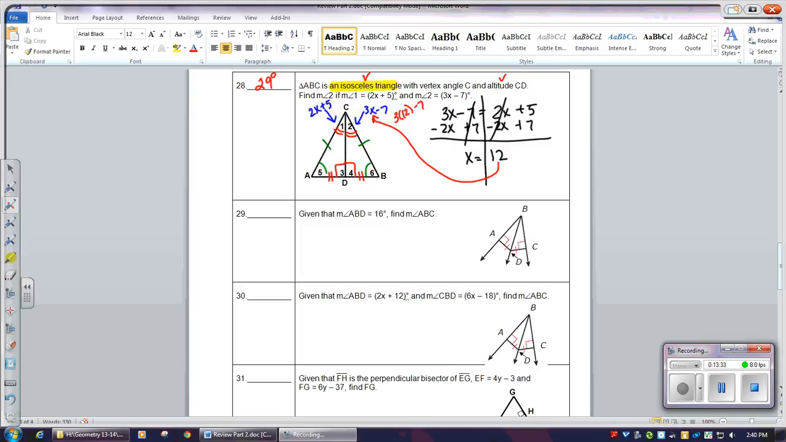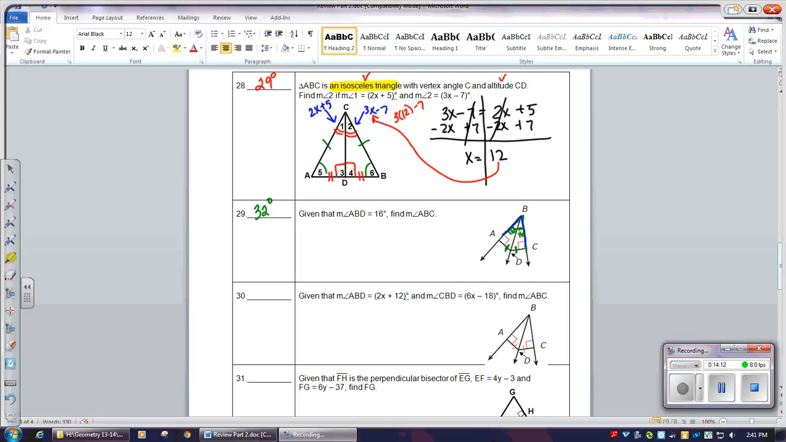Now I've got some markings on my picture in number 29, and it says the measure of ABD. Well, that's this little angle right there, which is 16 degrees. Find the measure of angle ABC. So it wants me to find the whole big angle, and I wanted that in blue. There you go. Well, if that piece right there is 16, then that piece is 16, because if it is a median, it's also an angle bisector. So 16 plus 16 is 32 degrees.